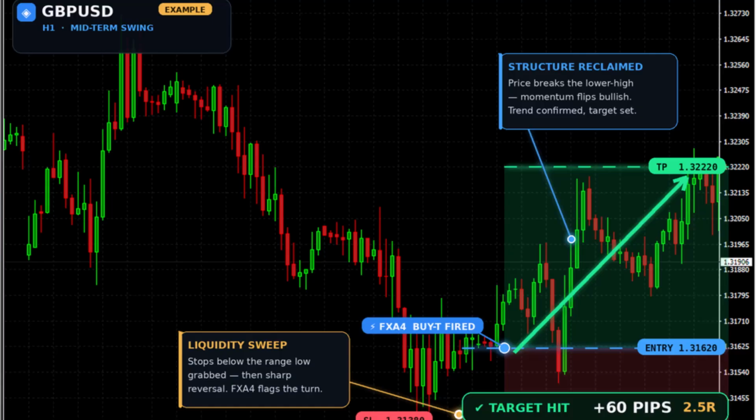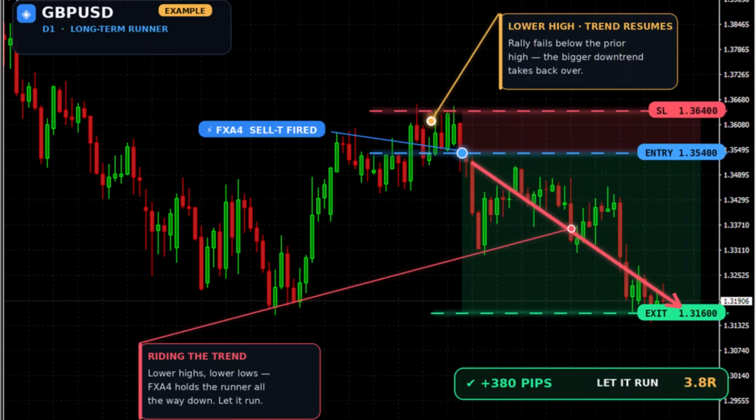Another area where FX Agency Advisor 4 aims to improve workflow is trade planning. When a signal appears, the dashboard provides suggested entry levels, stop loss, and take profit levels directly on the chart. Having these levels prepared can save time and help traders evaluate opportunities more efficiently before deciding whether to enter a position. And if you decide the setup matches your trading plan, the software includes a convenient one-click order placement feature.